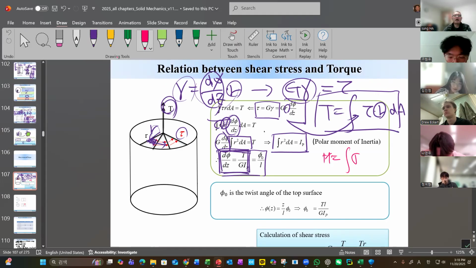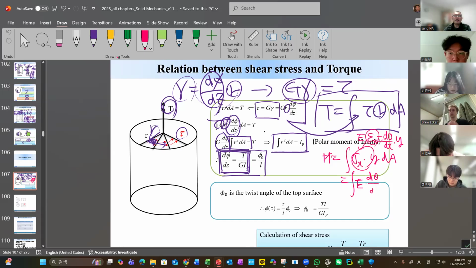Remember, sigma x times y dA, and sigma x, what was that? E epsilon x. What was the epsilon x? Well, d theta dx times y. Put it here, and then E d theta dx and y square dA. E and d theta dx are constants out of the integration.